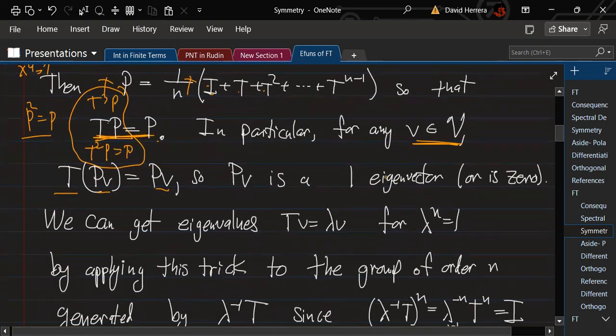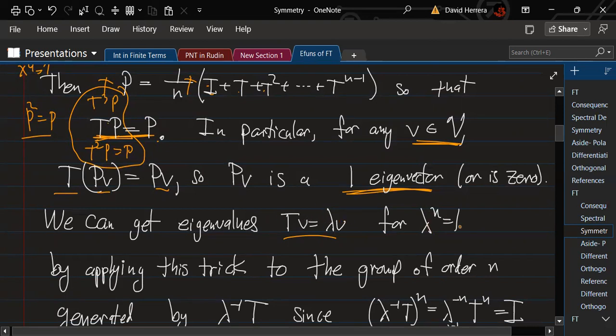So this is a nice way to cook up eigenvectors with eigenvalue 1 for T. What you can do is use the same kind of trick to cook up other eigenvectors with different eigenvalues by just changing the operator T. So let's see how to do that. Because this trick only really gave us eigenvectors with eigenvalue 1. So how can we turn this problem into an eigenvector problem with eigenvalue 1?